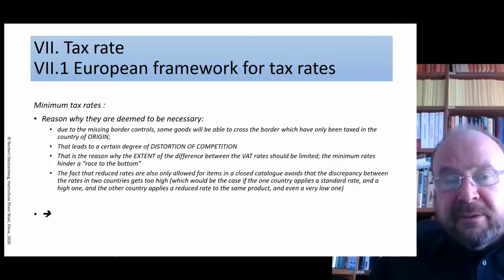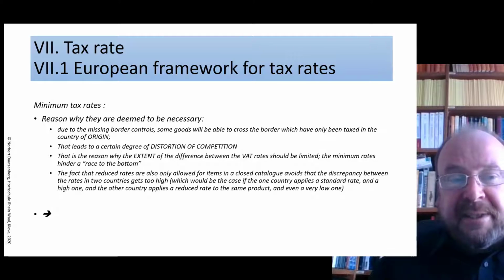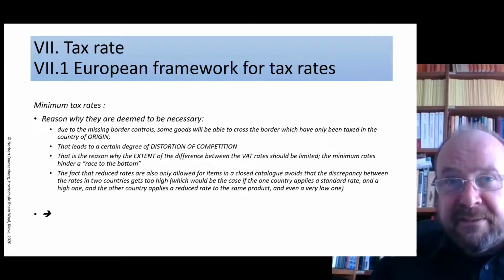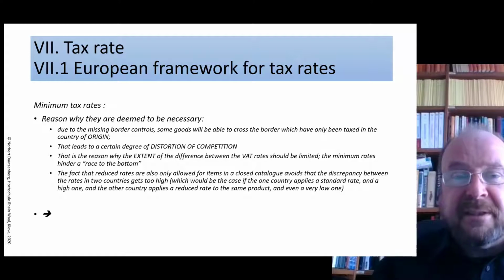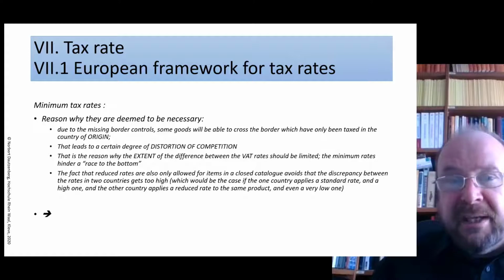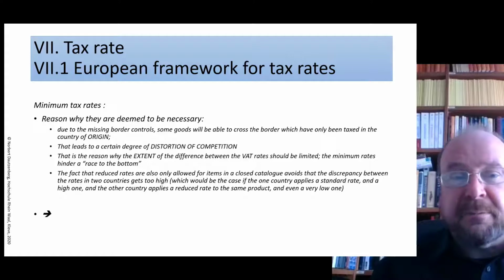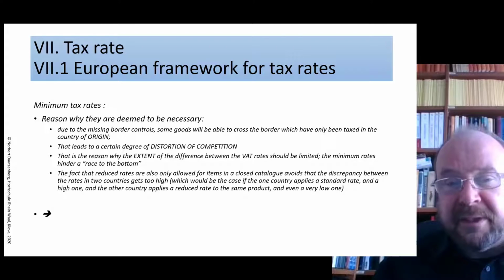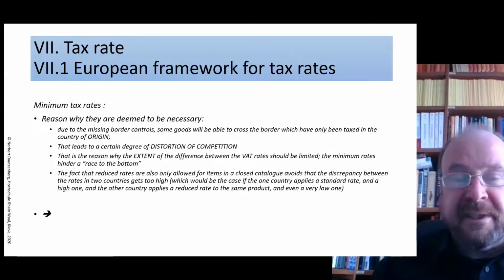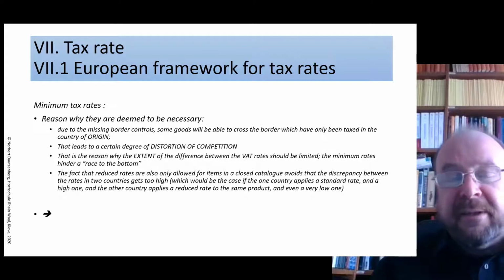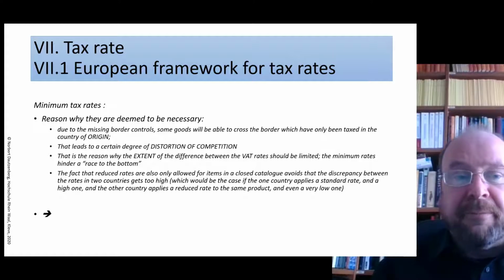Now, the European rules also say that the member states have to apply certain minimum tax rates. So the standard rate may not be lower than 15%, and a reduced rate may not be lower than 5%. Again, apart from cases where explicit deviations are allowed by the EU directive for the one or other country, which is allowed to go on with some old-fashioned rule. Well, the reason why one has set minimum rates is simple.